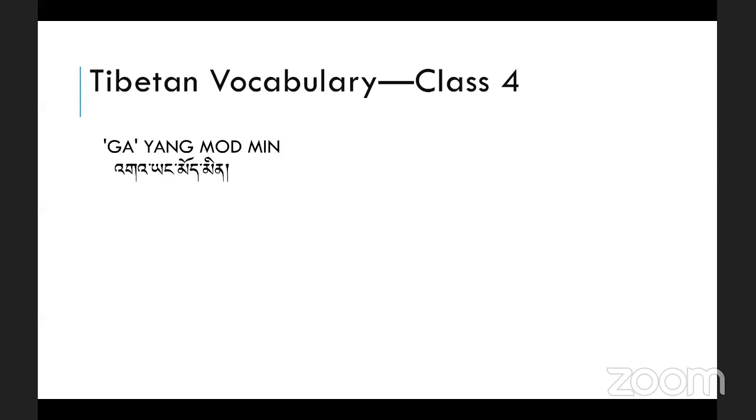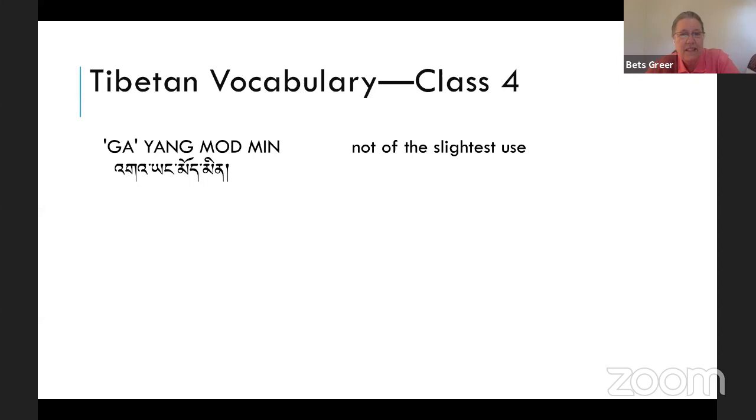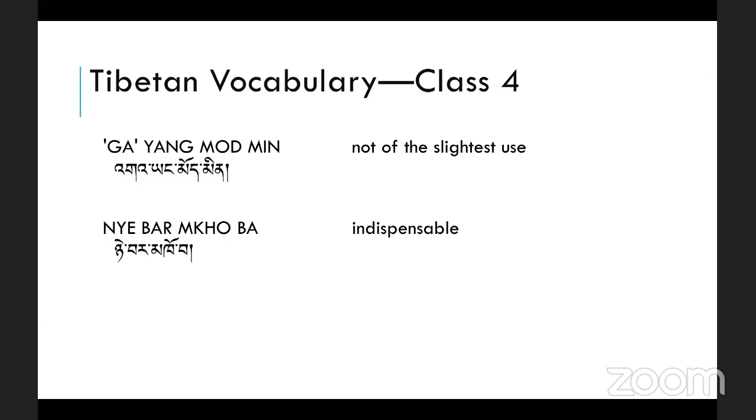How about some Tibetan? Does this have any meaning in English? Okay, not even of the slightest use. It does have meaning in English. How about this one? Indispensable? Right. To do in the ancient way.